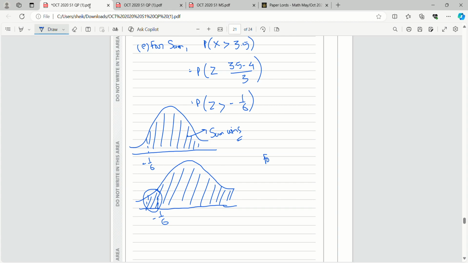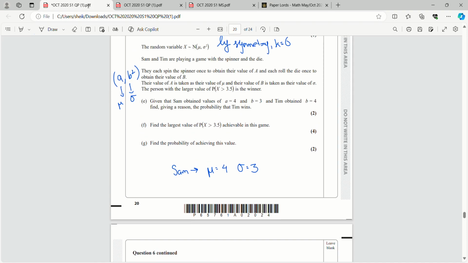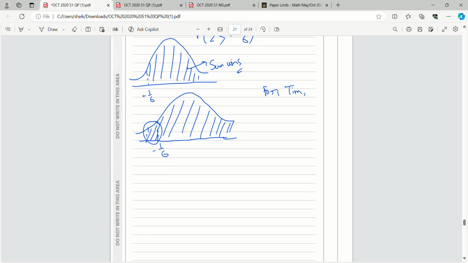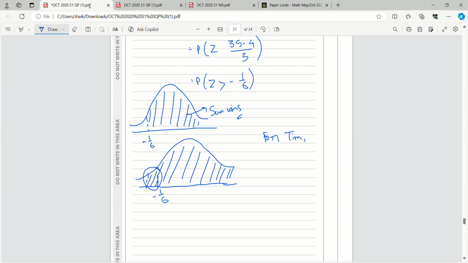That means for Tim, the mean, we don't know the mean. We have to calculate the mean. His B was 4. That means his standard deviation is 4. That means for Tim, he must have a z value that's smaller than minus 1 over 6, right? So that it sets back, and the probability is greater than that of Sam.